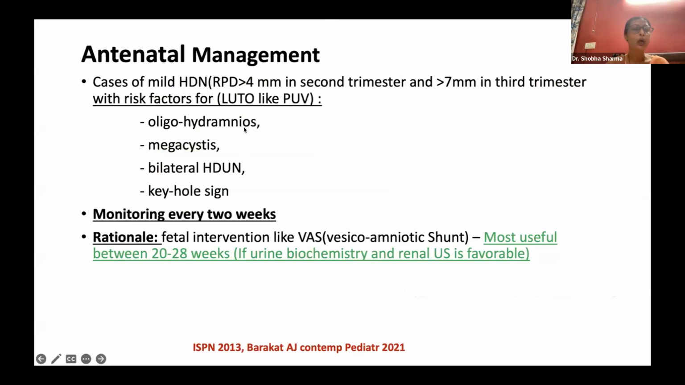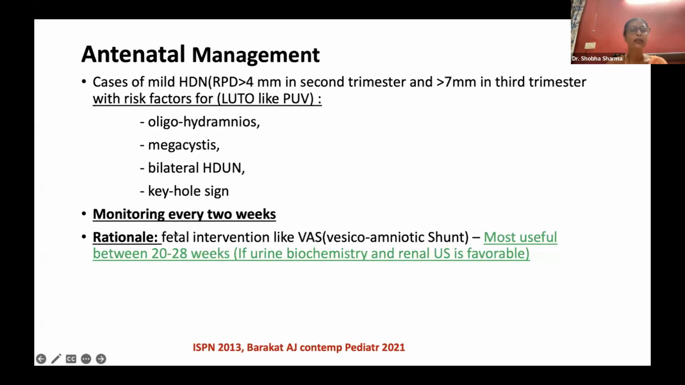If we have oligohydramnios, if we have megacystis, I will share in the next slide what megacystis is, that is enlargement of the bladder, if there is bilateral hydronephrosis, or there is presence of a dilated urethra with keyhole sign. So if any of these parameters is present, it is highly suggestive of lower urinary tract obstruction like PUV. And in these cases, irrespective of the RPD, the monitoring should be done even more frequently. And the same is the guideline which has been given by ISPN 2013, that even more frequent follow-up monitoring should be done.